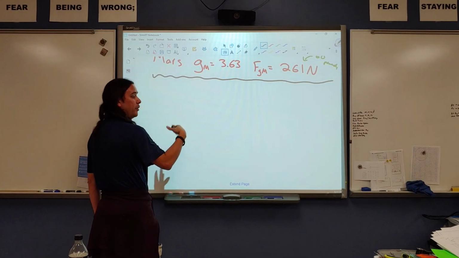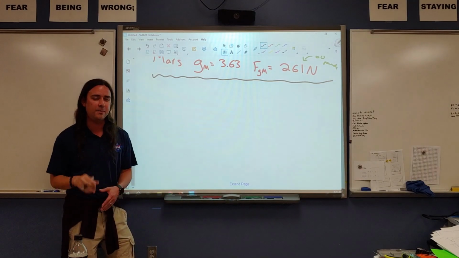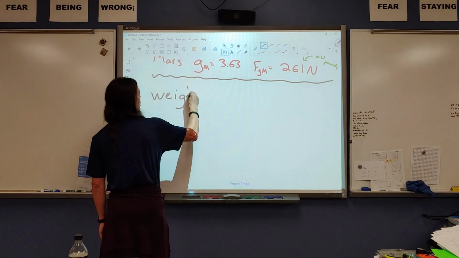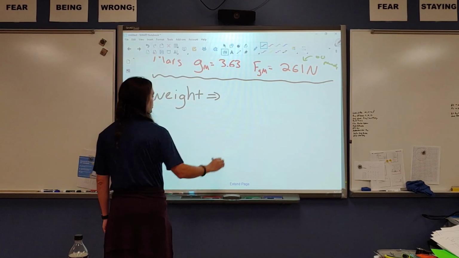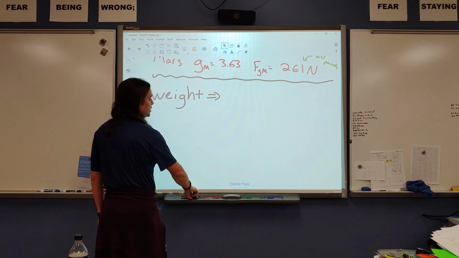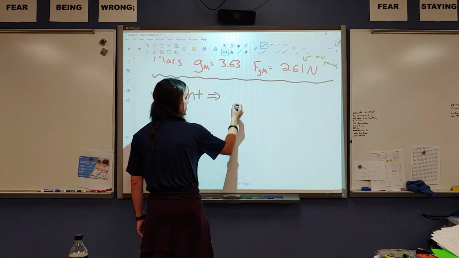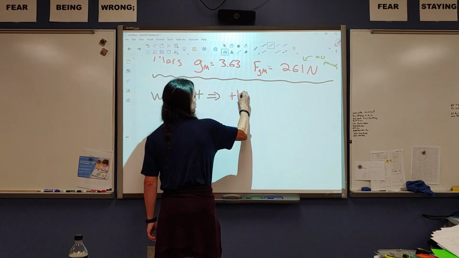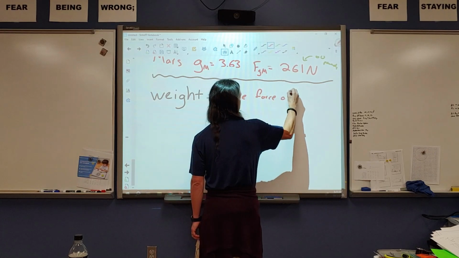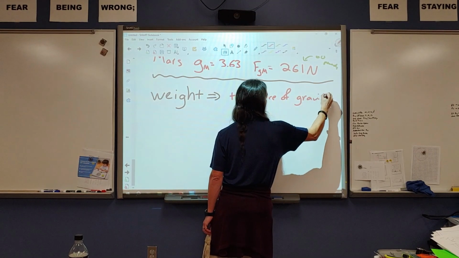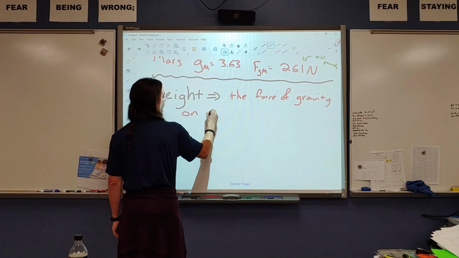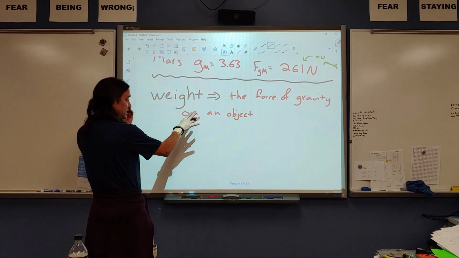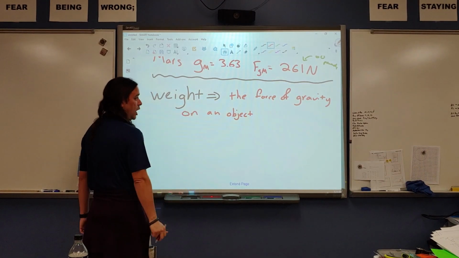Remember how I said earlier that there are words that people use day to day, but they don't always use them correctly. And there's a scientific definition. The word weight is used a lot day to day. Weight scientifically describes the force, let me write that in red, the force of gravity on an object, in this case from, say, the Earth. But specifically, the weight is the force of gravity.